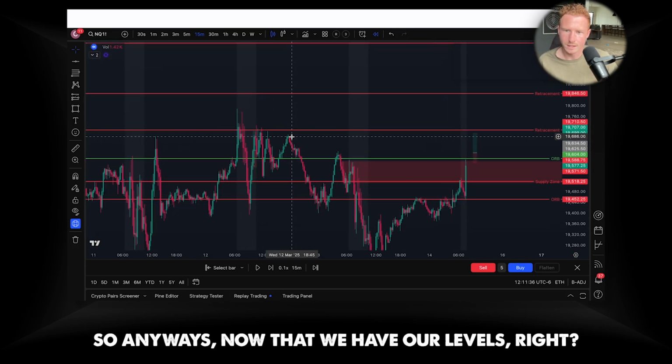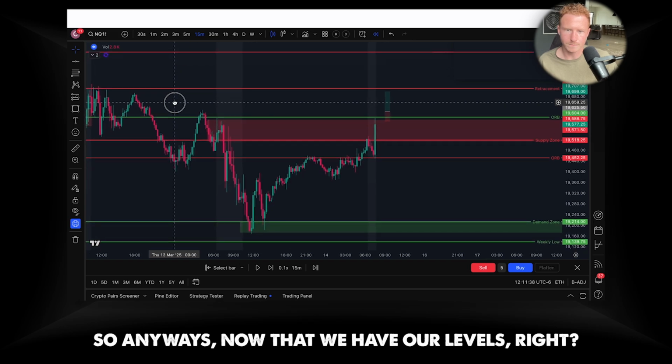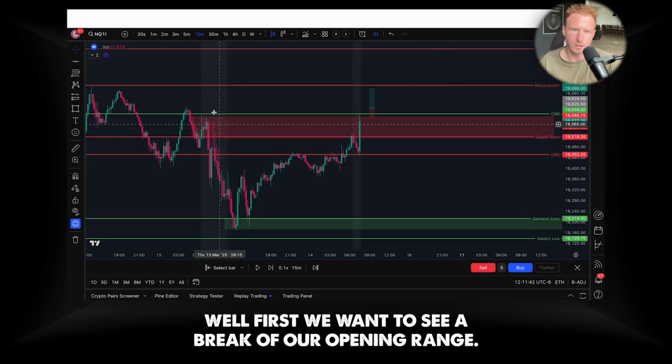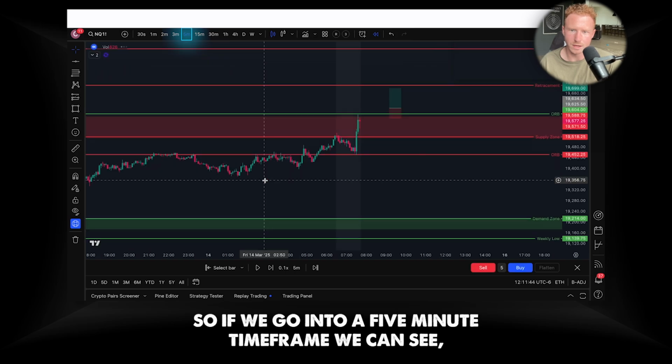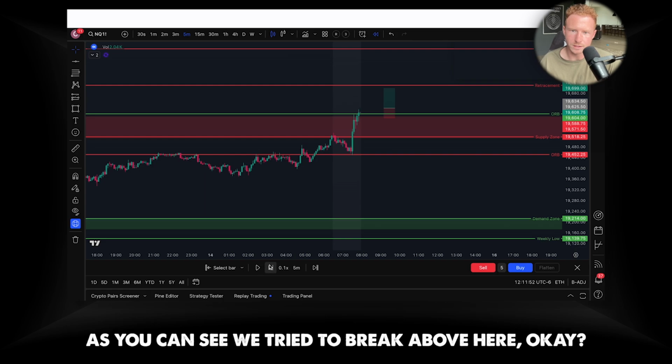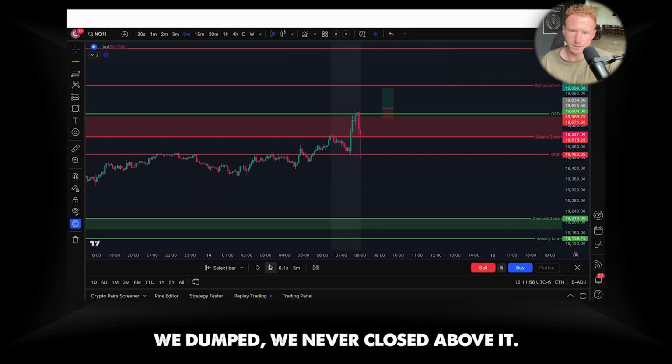So anyways, now that we have all our levels, how do we actually trade this? Well, first we want to see a break of our opening range. So if we go into a 5-minute time frame, we can see, let's wait for a break above or below. As you can see, we tried to break above here. Okay, we dumped. We never closed above it.